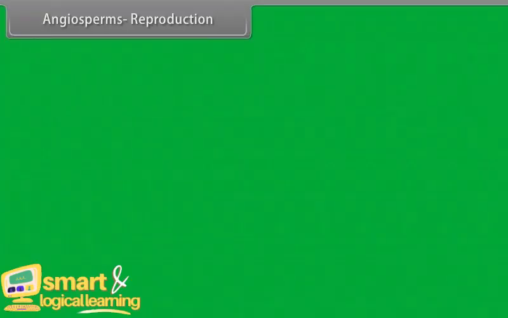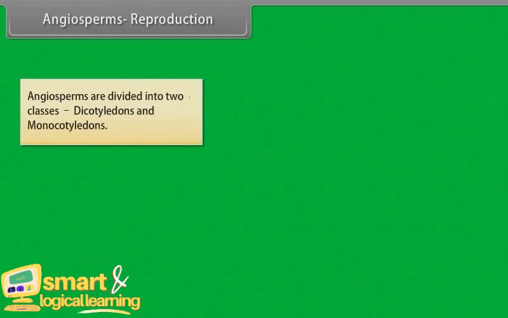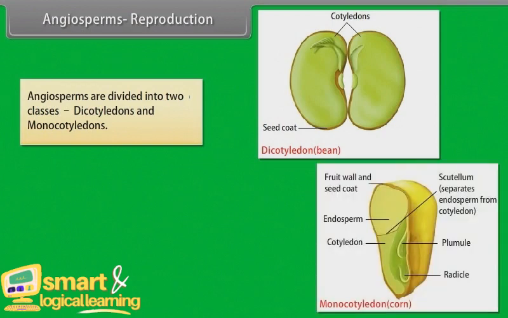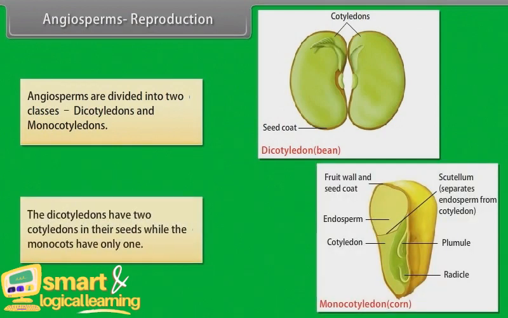Angiosperms. Reproduction. Angiosperms are divided into 2 classes: dicotyledons and monocotyledons. The dicotyledons have 2 cotyledons in their seeds, while the monocots have only 1.